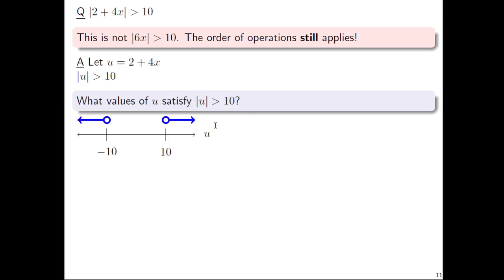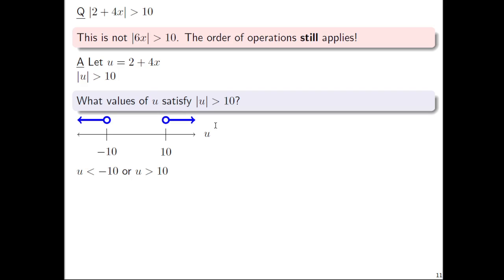So then we can answer what values of u satisfy absolute value of u is greater than 10, and the picture looks like this. After you spot check, u equals 0 doesn't work, u equals 1 doesn't work, u equals 10 itself doesn't work, but anything bigger did work. So u equals 10.1 works, and u equals 11 works, and so on. We can describe this algebraically in inequality notation as u less than -10 or u is greater than 10.